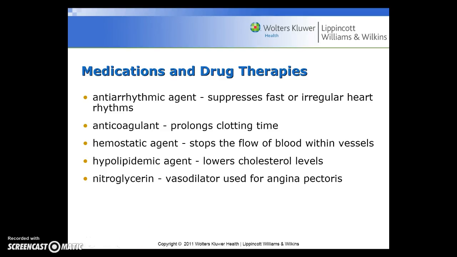So part 3 of chapter 7 reviews medications and drug therapies. An antiarrhythmic agent suppresses fast or irregular heart rhythms. An anticoagulant prolongs clotting time. A hemostatic agent stops the flow of blood within vessels.